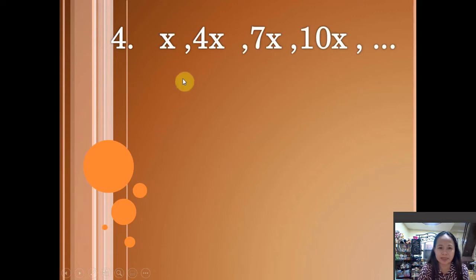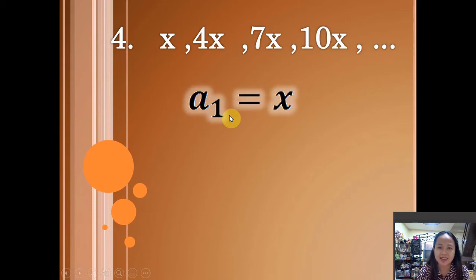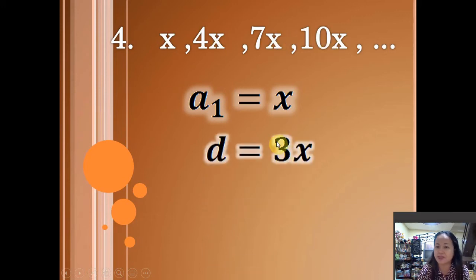For the fourth example, the terms are x, 4x, 7x, and 10x. What is our first term? And that is, obviously, x. It comes first, and that is our first term, denoted by a sub 1. Now, for the common difference, we will subtract 4x minus x, and that is 3x. 7x minus 4x, that's also 3x. 10x minus 7x, that's also 3x. Therefore, our common difference is 3x.